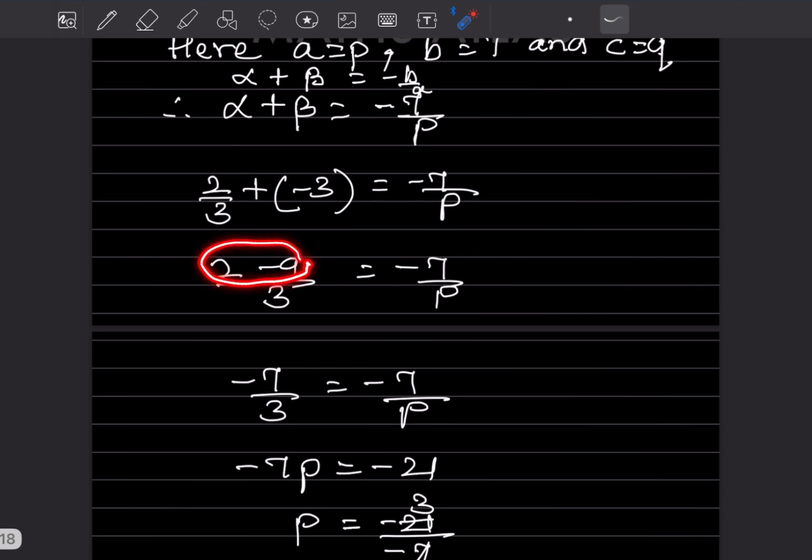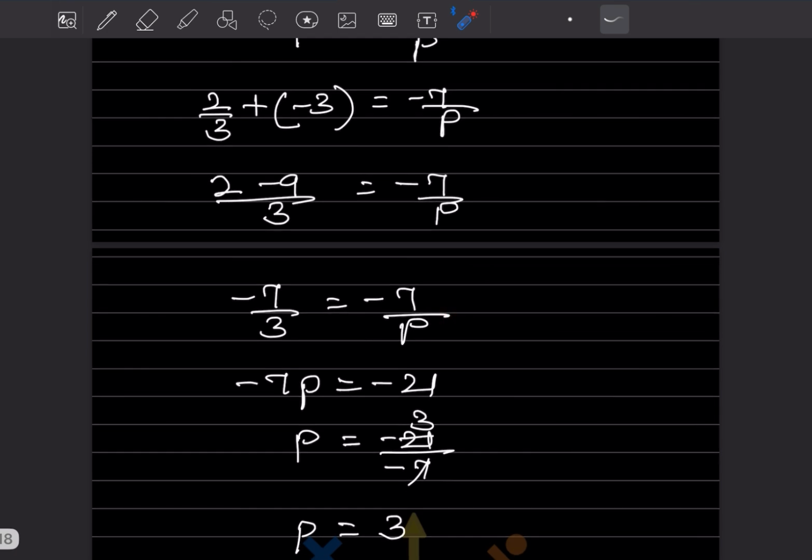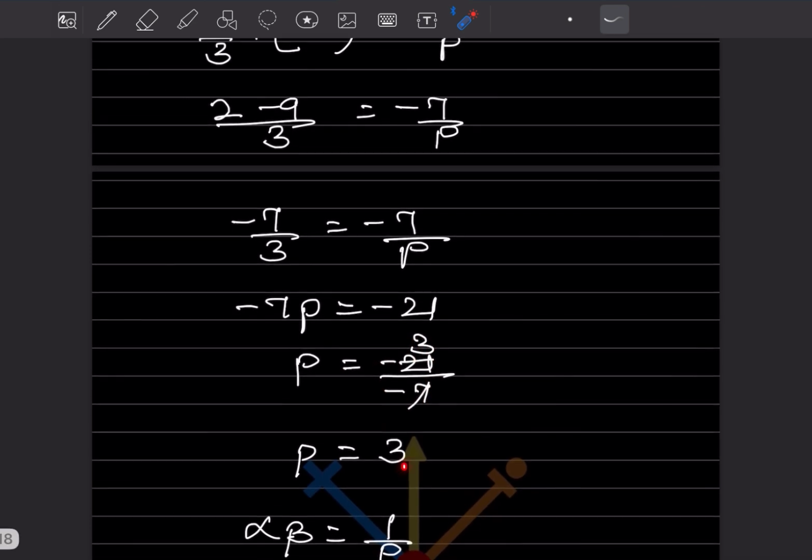2 minus 9 means that will be minus 7. Minus 7 by 3, this as it is. So now we will cross multiply. So what will happen? This P will go this way, so it should get multiplied. So that will be minus 7P. And here this 3 will go here, so here it should be multiplied. So what will be that? That is going to be minus 21, because here is minus. So P is going to be minus 21, and this is actually multiplication, so it will get divided. So that will be minus 7. So 7 ones are 7, 7 threes are 21, and minus divided by minus is going to be plus. So the value of P is 3.